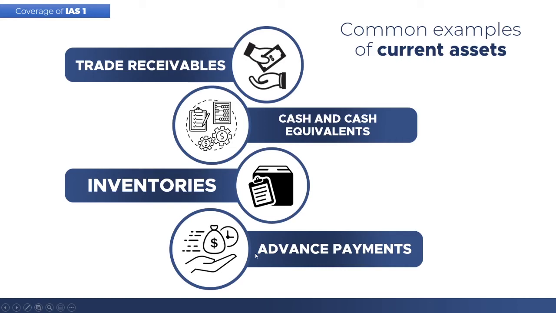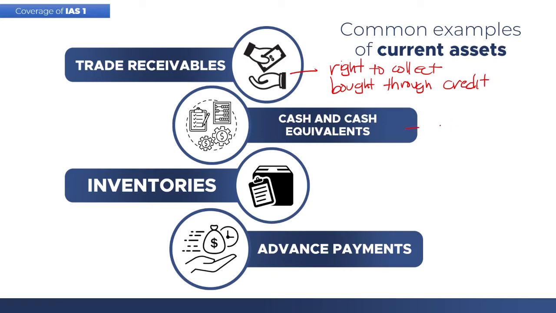Common examples of current assets are discussed in the slide. The first one are the trade receivables. These are the rights to collect that we have discussed in the earlier slides. These are the right to collect from the customers that we have because they bought through credit. Meaning that they bought the goods and services that you're selling, but they didn't pay it yet.